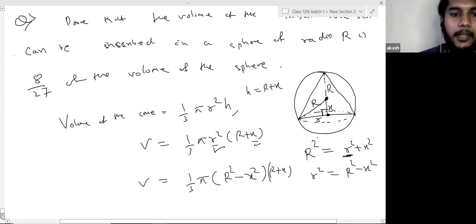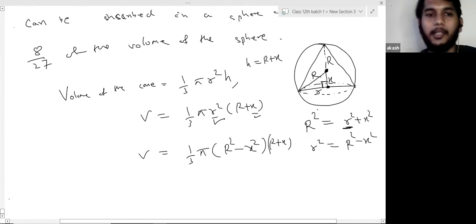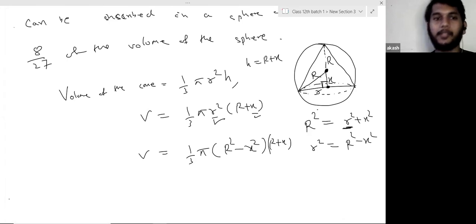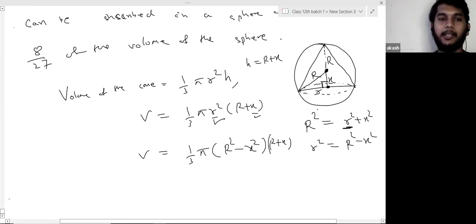We have to differentiate this. Now please try to solve this by yourself. I'll give you a few minutes. This is very simple differentiation. Differentiate first, find the value of x, differentiate again, find if it's a maxima or minima, then find the volume of the sphere, divide, and get the ratio.